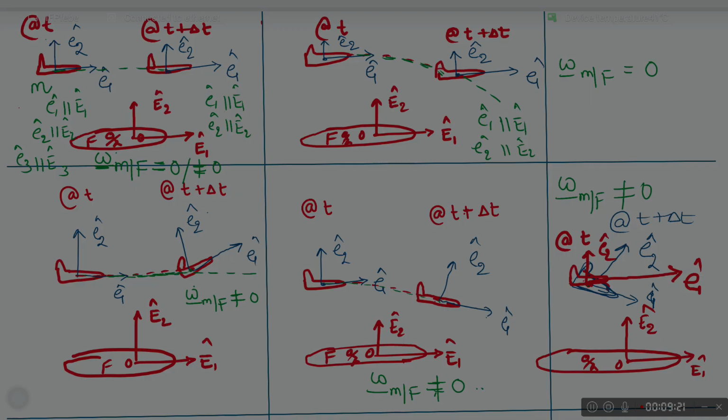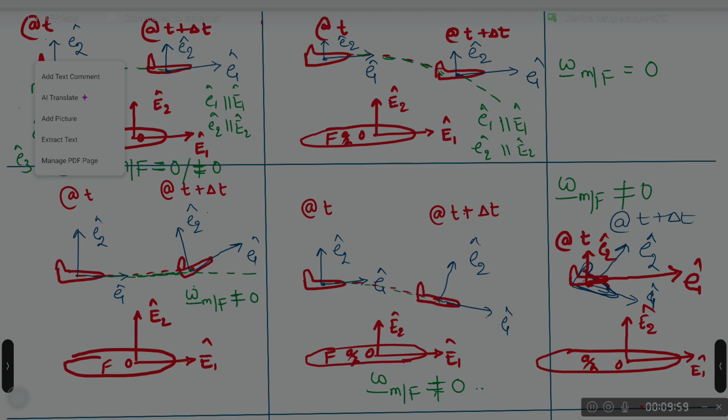Now if it is not equal to 0, the next question would be how much it is. If something is not equal to 0, then the next obvious question is to measure exactly how much it is, how different it is from 0. That part we will address when we go to the next slide. For the time being, we have to only judge whether omega mf is 0 or not 0 in various scenarios that I have included here.